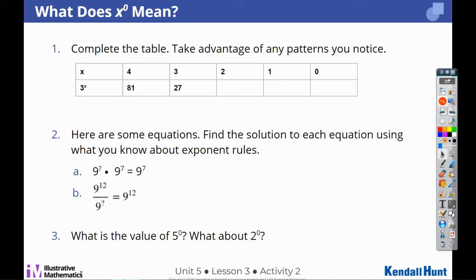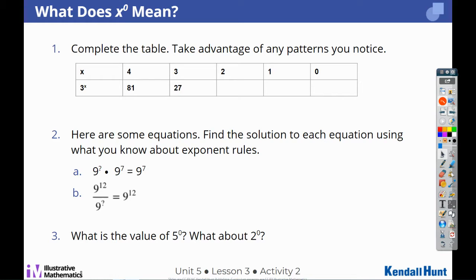We have our input as x on the top, and then our output is 3 to the power of x. So when our output is 3 being raised to the power of x, 3 to the power of 4 is 81. 3 to the power of 3 is 27. 3 to the power of 2 is 9. Okay. 3 to the power of 1 is 3.